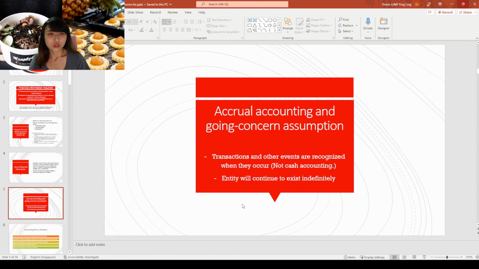Okay, so accounting is based on accrual. It's not based on cash. So whatever cash you see is not the whole thing about accounting. That's why people who are accountants might not be good at math. Math and accounting are actually different things. And then we must assume the going concern assumption, meaning the entity will continue to exist indefinitely when you are doing this accounting. Transactions are recognized when they occur, not using cash accounting.